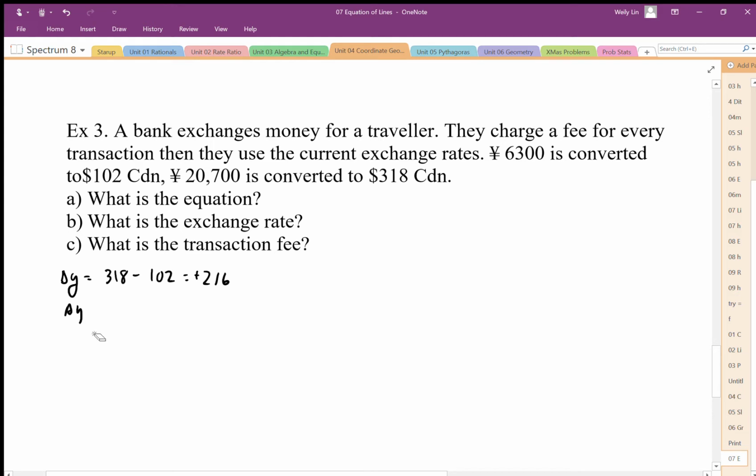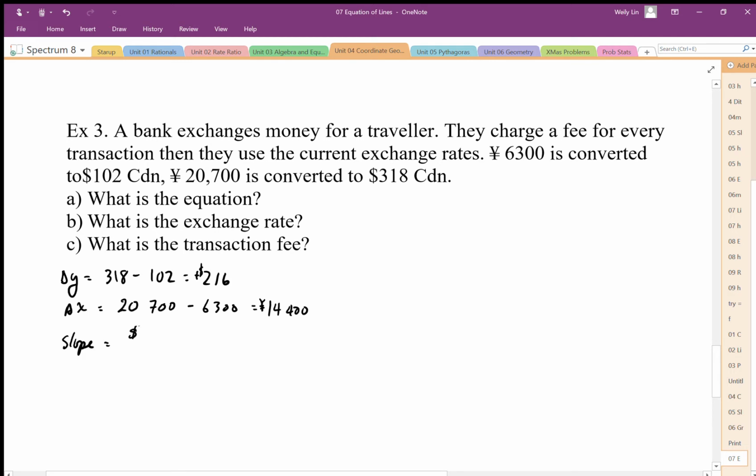The change in X is going to be the change in the yen, so 20,700 minus 6,300 yen, and that's going to be 14,400 yen. And this is going to be dollars. Okay. So then for the slope, the units are going to be dollars per yen.